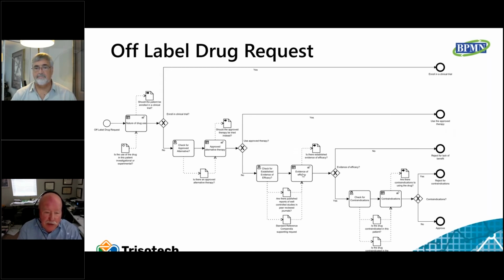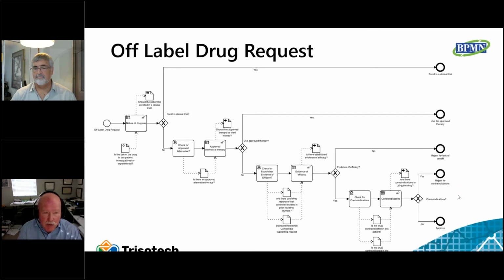The third decision is, what's the evidence of efficacy? Is this going to work? And then if there isn't, it's routed out. If there is, then you look for contraindications. And if there are no contraindications, it's approved. If there are contraindications, then it's rejected. When you look at the decisions, the decisions about contraindications and alternative therapies are fairly standard and straightforward.